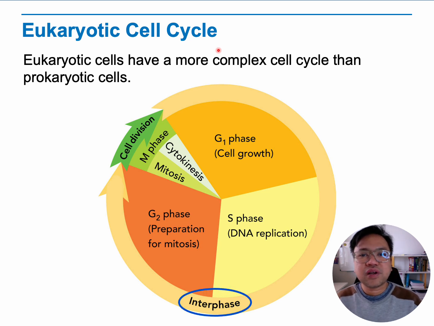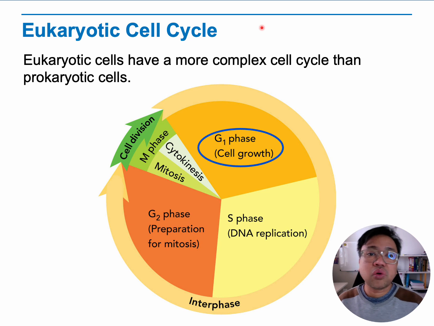Cells spend most of their life in interphase, the longest part of the cell cycle. Interphase is divided into three phases: G1, S, and G2. During the G1 phase, the cell grows and carries out normal functions. This process begins right after mitosis is completed and ends when DNA replication begins.